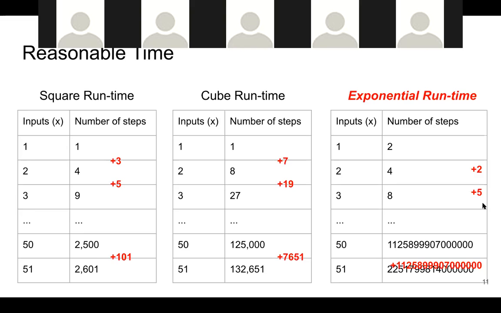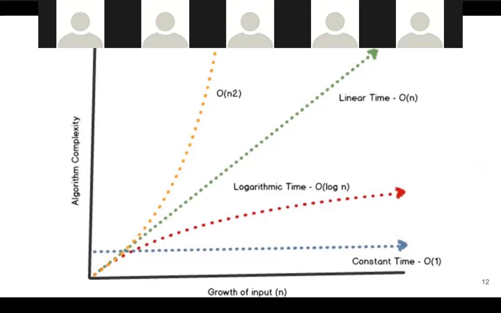Yet, when we arrive at the exponential runtime, and this is really key, even though the number of steps initially is small, we only add 2, and then we only add 5. Once you get into higher numbers of inputs, and you don't even need to go that far, 50 is not a big number, the additional number of steps just absolutely shoots through the stratosphere. And that's what makes this not reasonable. It's unreasonable. So I hope that that intuition makes sense.